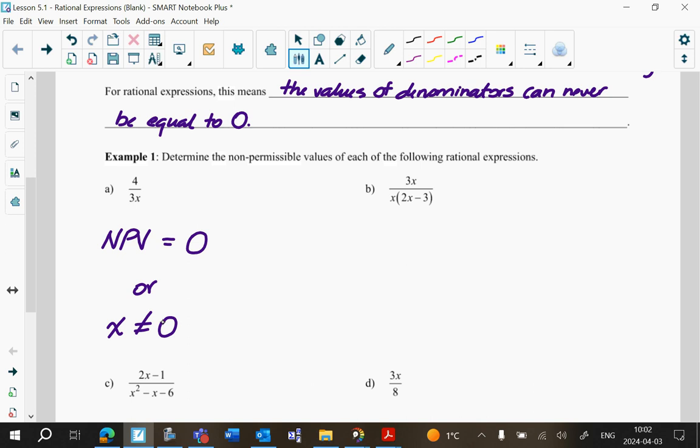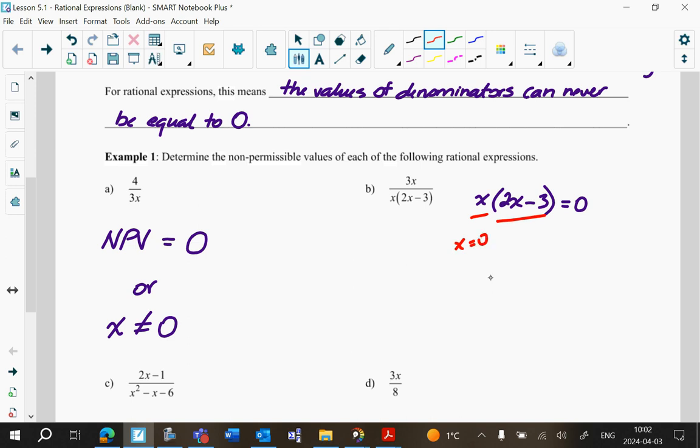Okay, right. So we can figure out what values of x times 2x minus 3 will give us 0. That will give us the NPVs. Isn't this like factored form? And how do we solve in factored form? We make each factor equal to 0. What value of x would make this 0? Just 0. Students have a hard time with that one.